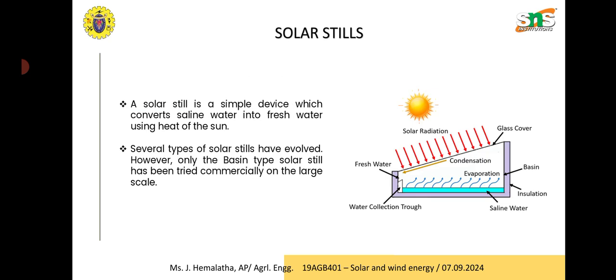It consists of a shallow triangular basin made up of fiber reinforced plastic. The bottom of the basin is painted black so as to absorb the solar heat effectively. The top of the basin is covered with a transparent glass tilt fitted so that maximum solar radiation can be transmitted into the still. Then the edges of the glass are sealed with the basin using tar tape so that the entire basin becomes airtight. The entire assembly is placed on a structure made up of mild steel angle.